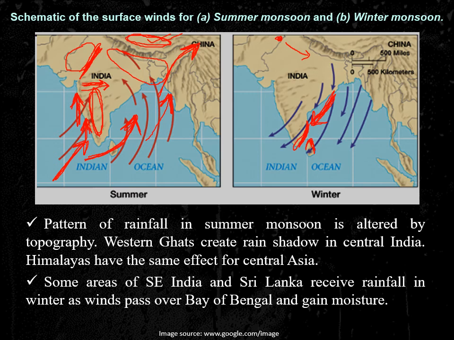So that is why the coastal areas of Tamil Nadu, the eastern coastal areas of India, and the northeastern coast of Sri Lanka experience rainfall twice during the entire year, one during the summer monsoon and one during the retreating monsoon or the winter monsoon.